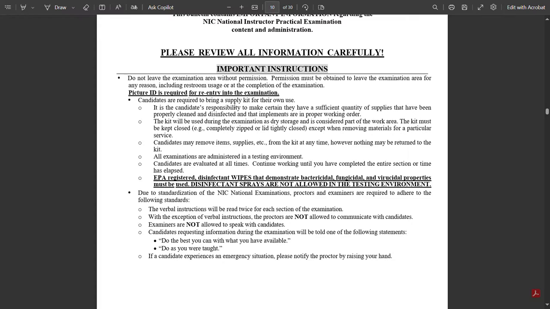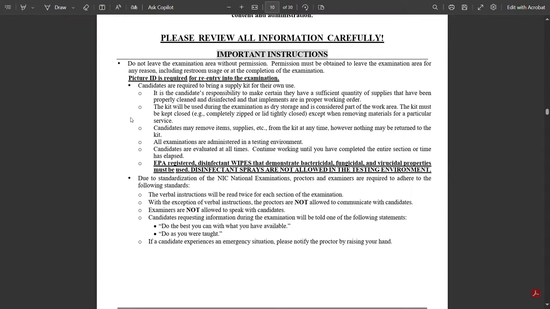Candidates are required to bring a supply kit for their own use, so you have to make sure that you have all the supplies you need, properly cleaned and disinfected, and in working order. Your kit will be used during the exam as dry storage and is considered part of the work area, so your kit needs to be something that can close and seal. It either needs to zip shut or snap shut. So something like a tote bag would not work because it doesn't close, it's open at the top. But something like a duffel bag that zips, or some people bring a carry-on size suitcase, or a plastic storage bin, as long as it can snap shut at the top.